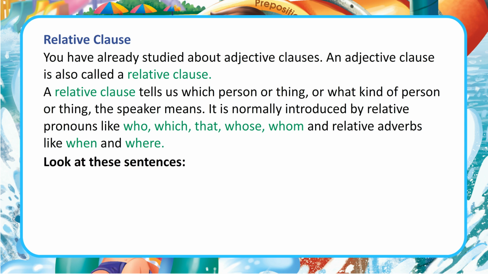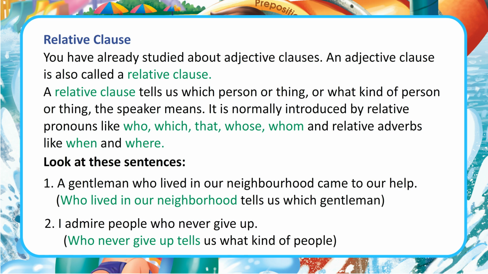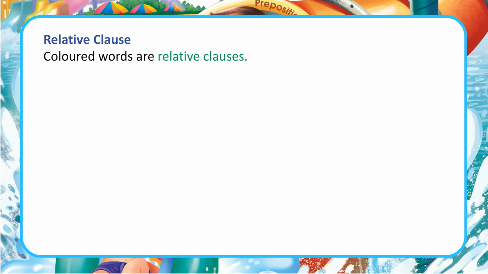Look at these sentences. 1. A gentleman who lived in our neighborhood came to our help. Who lived in our neighborhood tells us which gentleman. 2. I admire people who never give up. Who never give up tells us what kind of people. Colored words are relative clauses.